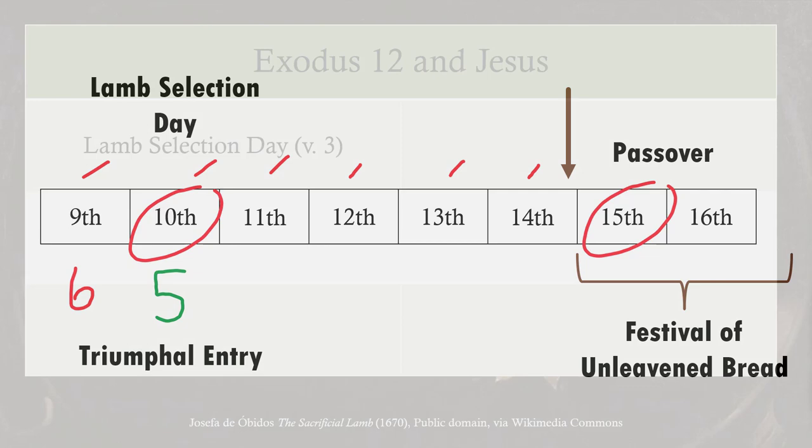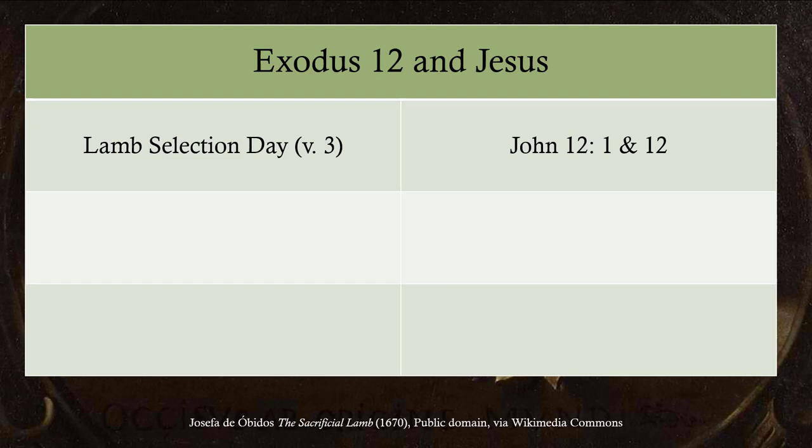So it's really cool that we see that that 10th day, Lamb Selection Day, is the day that Jesus rolls into town, counting backwards from the Passover, starting on the 15th. So right off the top, we have Lamb Selection Day. We see something in the text from John that shows up. All right, the next two, you guys, I think, know this, and you'll be able to go back and look.